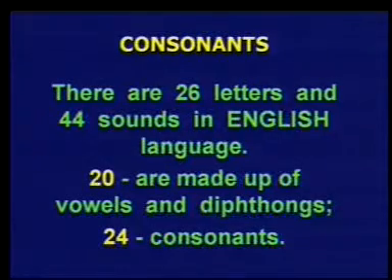A feature of English language is the discrepancy between the spelling and the pronunciation. In today's session, we are going to deal in detail with the consonants. In English language, there are 26 letters and 44 sounds. These are made up of 20 vowels and diphthongs, and the remaining are consonants. And how are they related to each other?